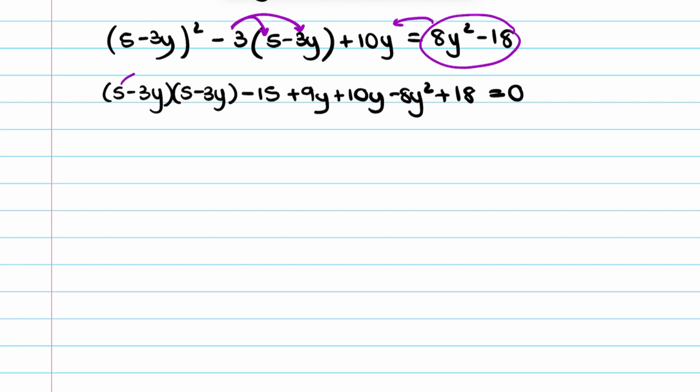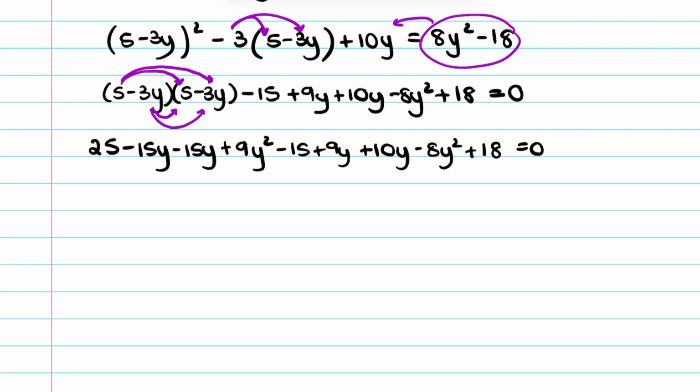Now I'm going to FOIL these brackets here. So I'm going to have 25 minus 15y minus 15y plus 9y squared, and then I'm going to write the rest down. Awesome. Now I am going to simplify.